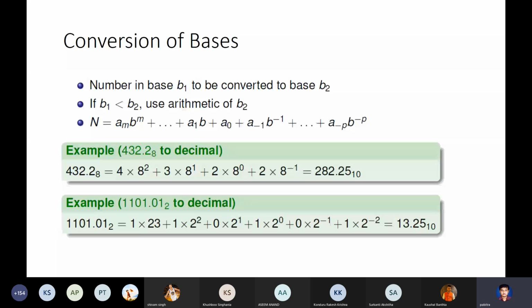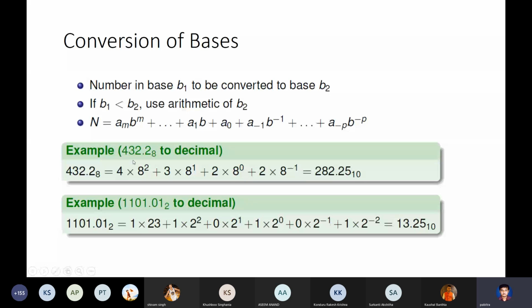So what you simply do is use the arithmetic of B2. So if you want to convert binary to decimal, use the decimal arithmetic. If you want to convert base 8 to decimal, use the decimal arithmetic. So if n is your number in base B1, you simply use this radix expansion.